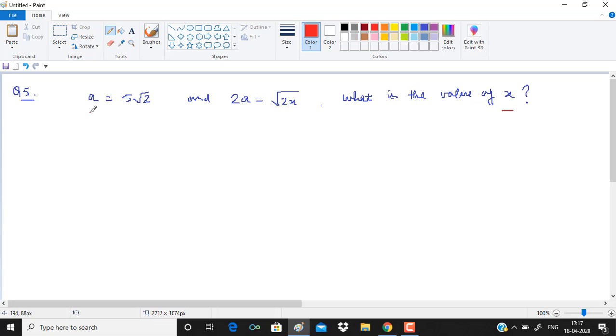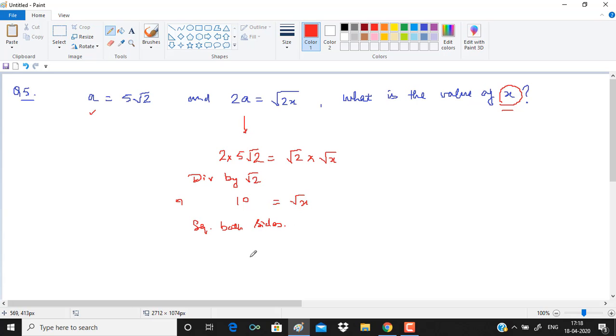So first of all, I will plug in the value of a in this equation. I get 2 times 5 root 2 equals under root 2x, which can be written as under root 2 times under root x. We can simply divide both sides by root 2. Dividing by root 2 on both sides, we get 2 times 5, that is 10, equals root x. But what we need to find? We need to find x. So we will be squaring both sides.